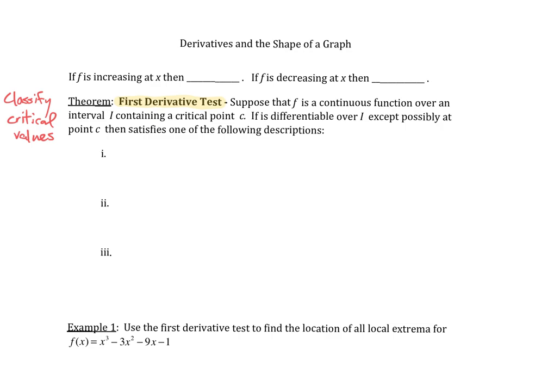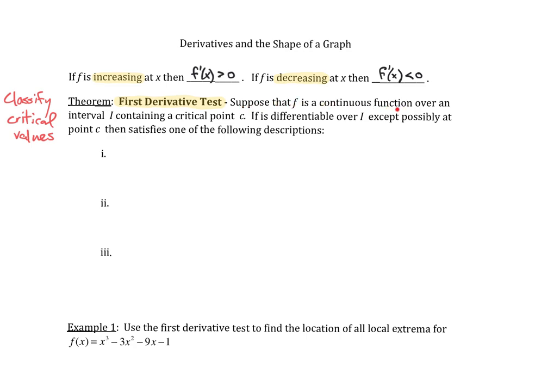Before we discuss this first derivative test, I first want to remind you of a couple of facts. If f is an increasing function at the point x, then what does this mean? This means that the first derivative at x is going to be greater than 0. Similarly, if f is decreasing at x, then the first derivative evaluated at x is going to be less than 0.